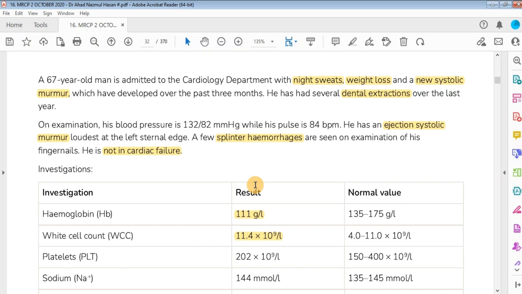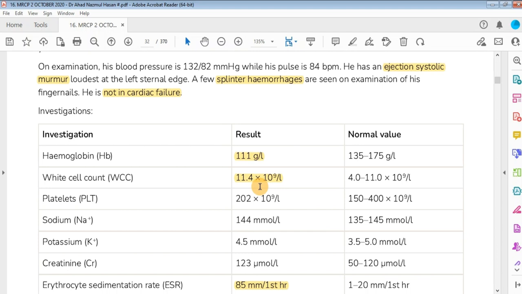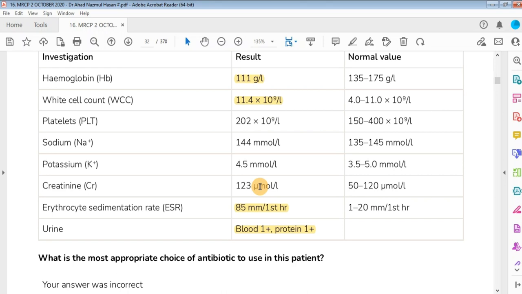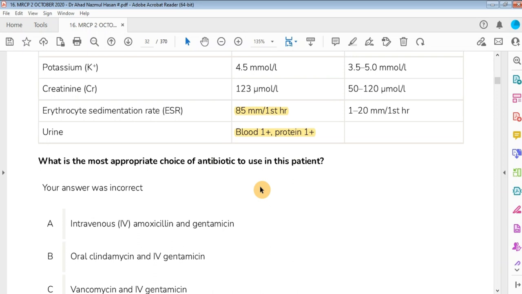A 67-year-old man is admitted to the cardiology department with night sweats, weight loss, and a new systolic murmur, which has developed over the past 3 months. He has had several dental extractions over the last year. On examination, BP is 132/82, pulse 84. He has an ejection systolic murmur, loudest at the left sternal edge. A few splinter hemorrhages are seen on his fingernails. He is not in cardiac failure. Hb 11.1, TLC 11.4, platelets 202. Sodium 144, potassium 4.5, creatinine 123, ESR is 85, and urine shows 1 plus blood with 1 plus protein.